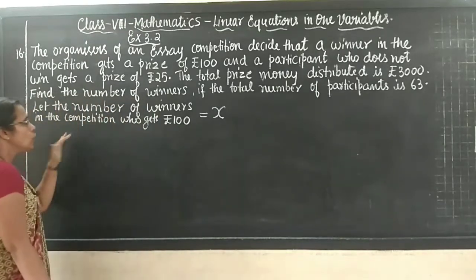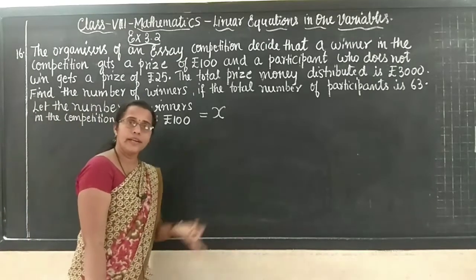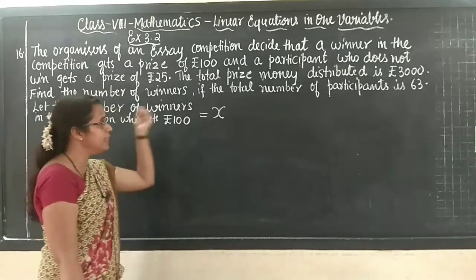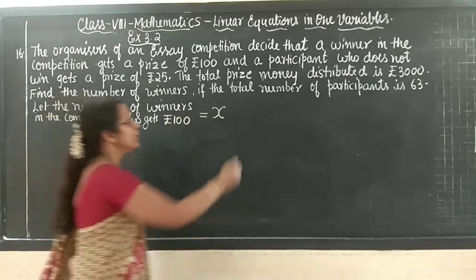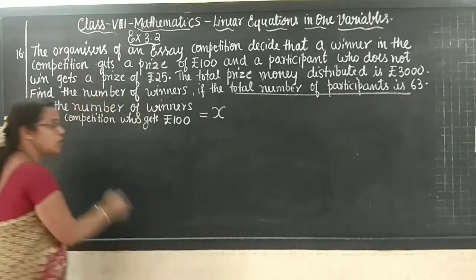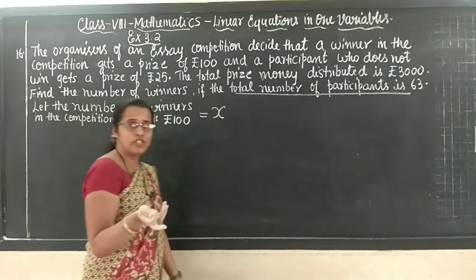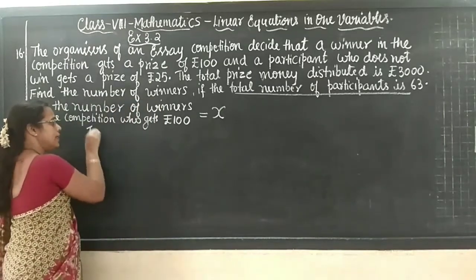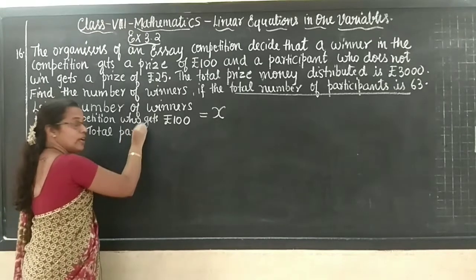Now, x are the winners. All are participants. In that, x are winners. But how many participants are there? Total number of participants 63 are there. So without knowing the participants, how many winners are there? How to find out? Yes, children. So the total participants, how many are there?